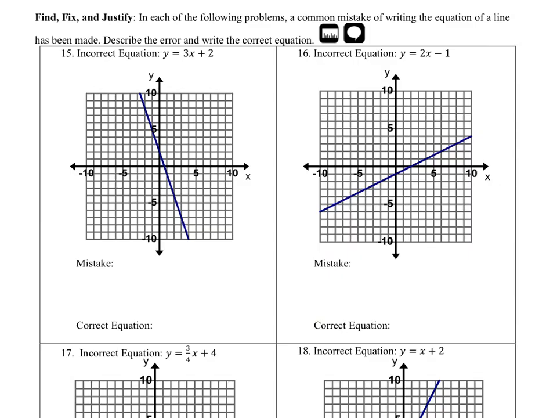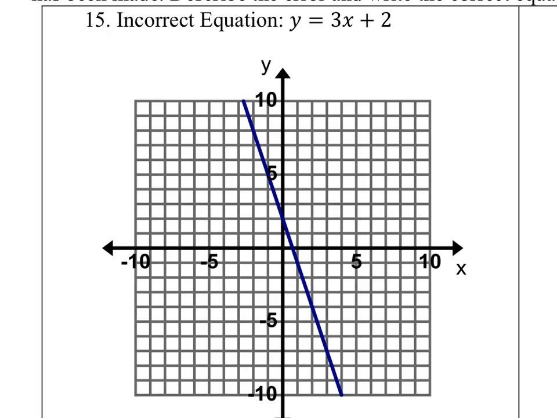Well, it appears that we have an incorrect equation for these 4, and we've got to figure out what happened on these, okay? So on this one, here's the incorrect equation there at the top. y equals 3x plus 2. Now, there's only 2 things that could be wrong on this, right? Either the slope or the y-intercept. Maybe both. You never know. Okay, but we should be able to identify what is wrong with these.